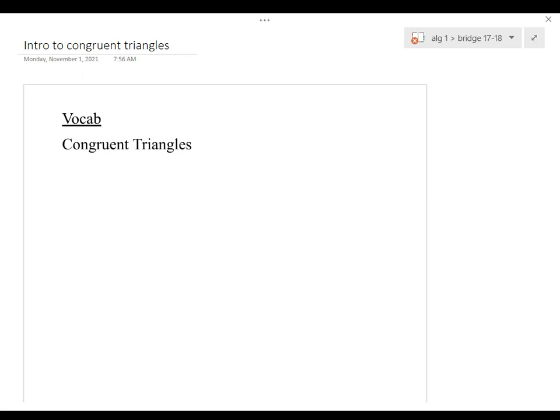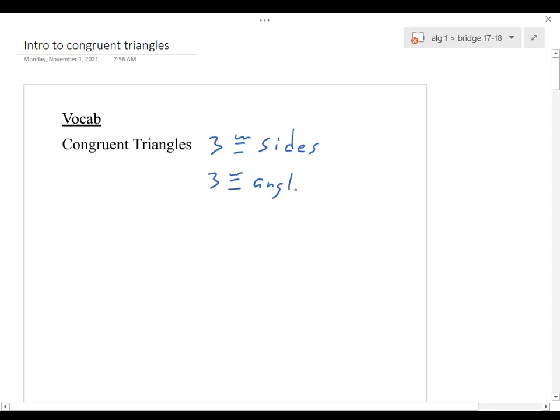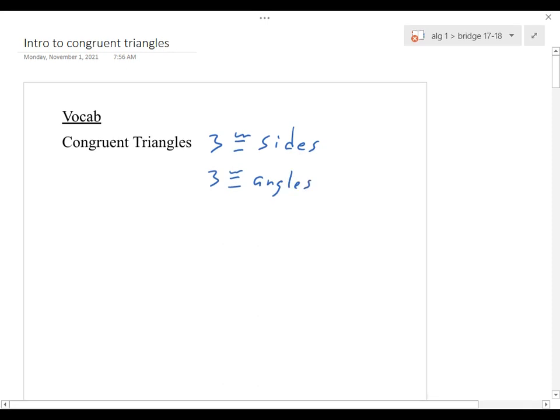All right, today we're going to talk about congruent triangles. Congruent triangles have to have 3 congruent sides and also 3 congruent angles. And don't forget that this is the congruent sign. Congruency.